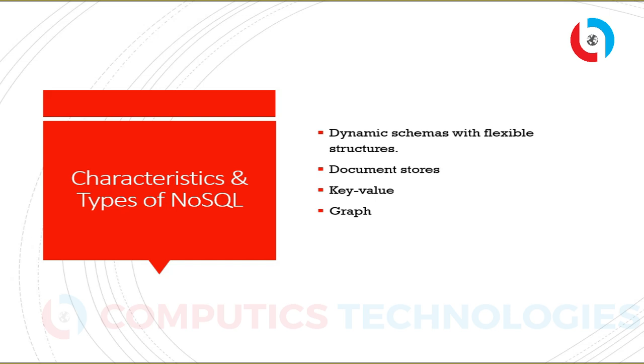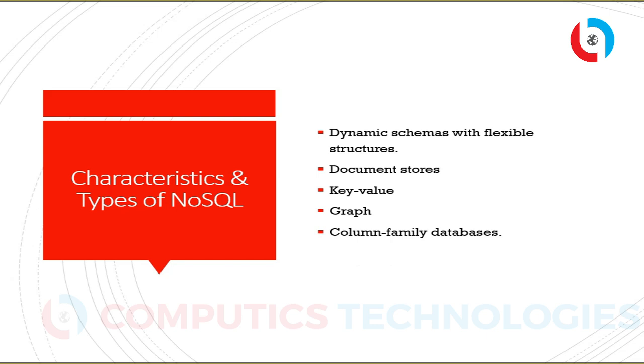Graph database. These databases represent relationships between data entities. Thus, they are most useful in scenarios where relationships are important, such as in social networks or recommendation systems. Two popular examples of graph databases are Neo4j and Amazon Neptune.